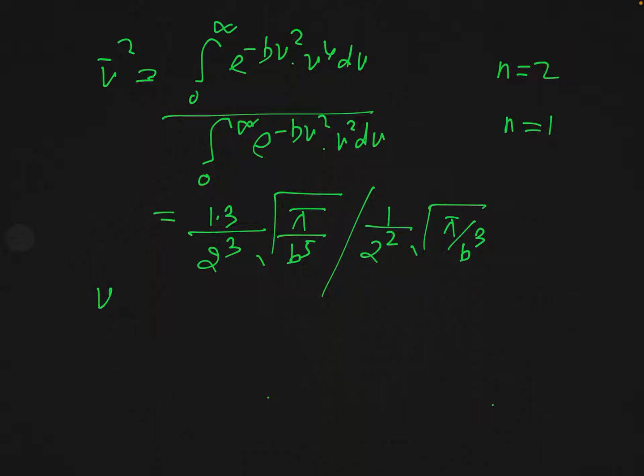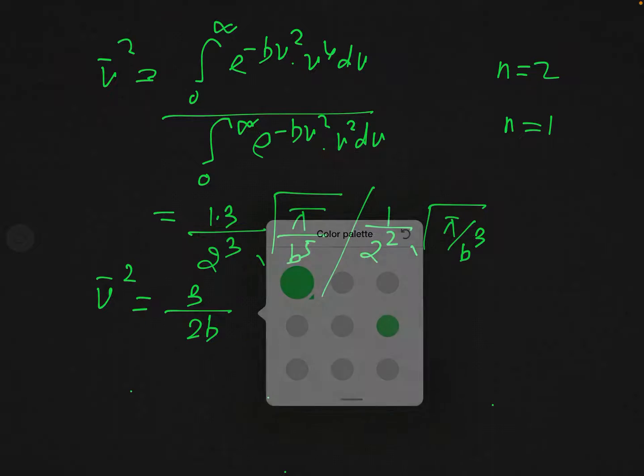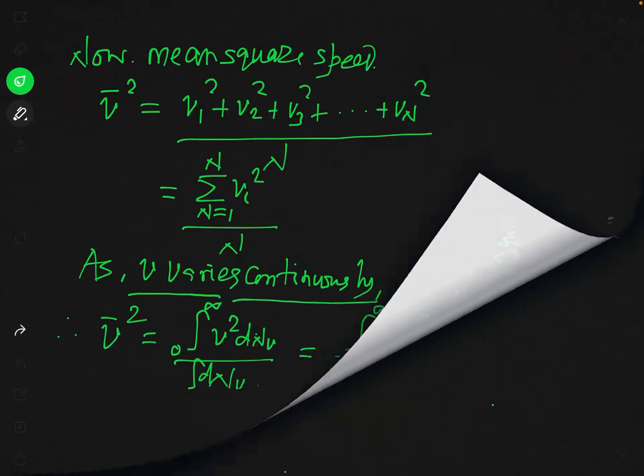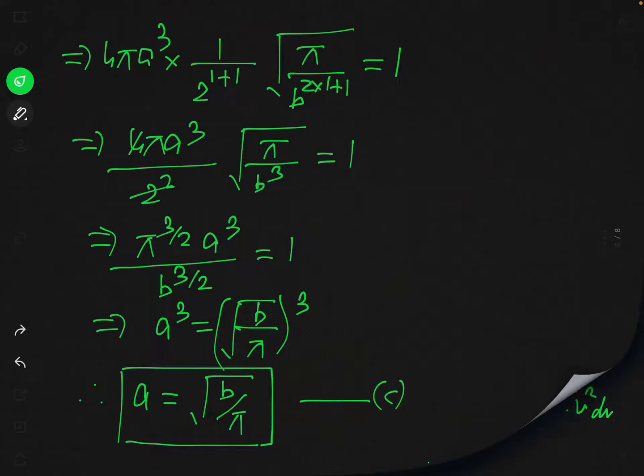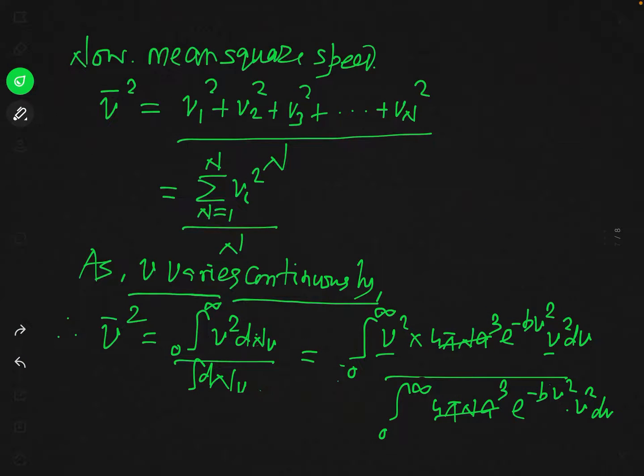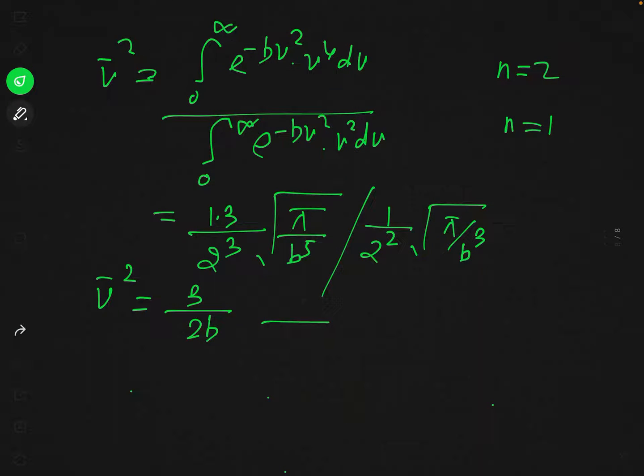So after simplification you will see that this v bar square is equal to 3 divided by 2b. This is 3 divided by 2b. And say this is equation D. Let us say this is equation D.